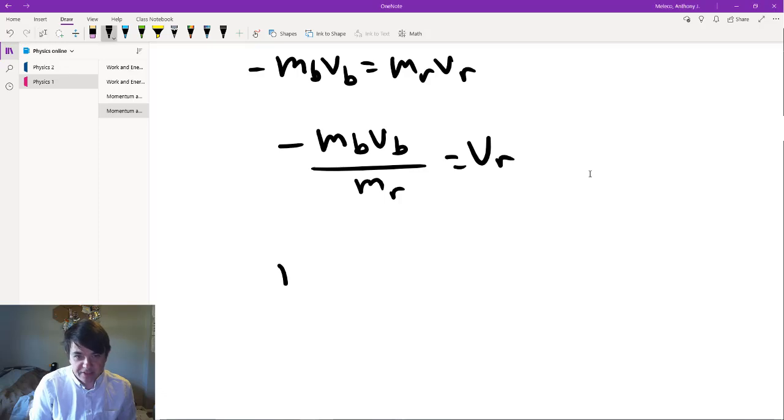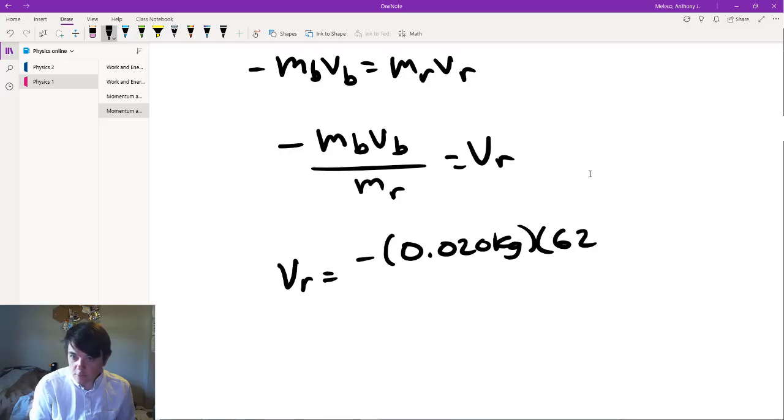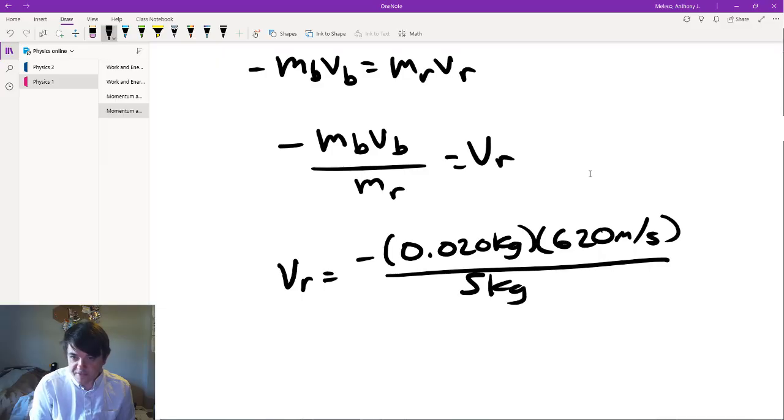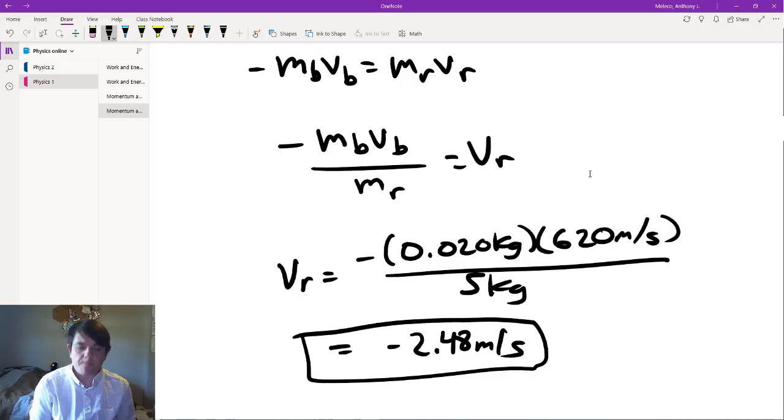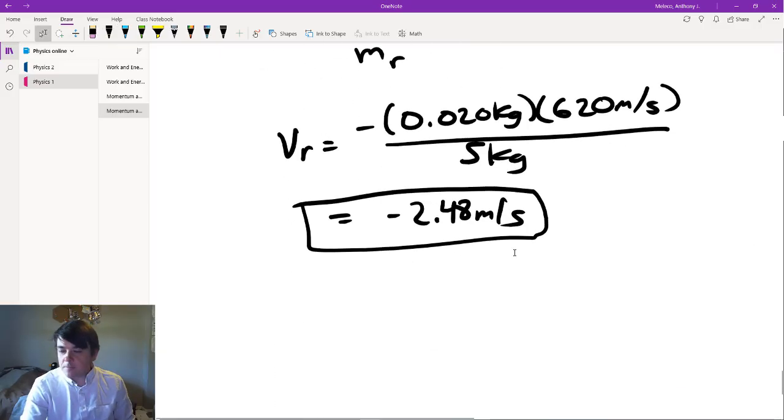I should probably be defining direction more often than I am. Okay, so negative 0.02 kilograms times 620, the velocity, over 5 kilograms. So you get this tiny number times this massive number over that regular number, and we end up with a relatively normal number. So minus 2.48 meters per second.